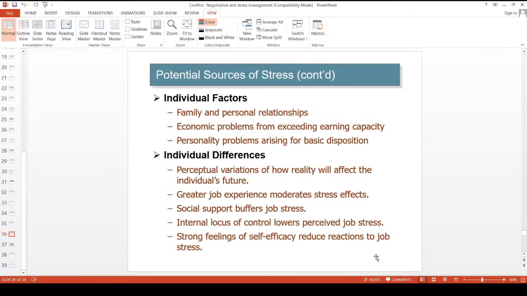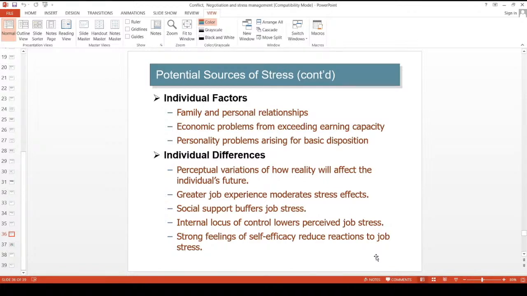Similarly, the individual can also be a potential source of stress, like family background. Your personal relationships with your family, relatives, colleagues, and peers play a very important role in creating the stress situation. Then economic problems you have. Economic problems are usually a very important source of stress, especially in countries like Pakistan, low income countries. That is the problem everywhere. Personality problems arising from the basic disposition, that depends on your background, your behavior, your attitudes. Your own personality can be a sort of stress.